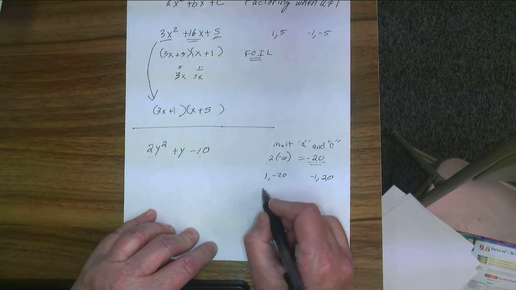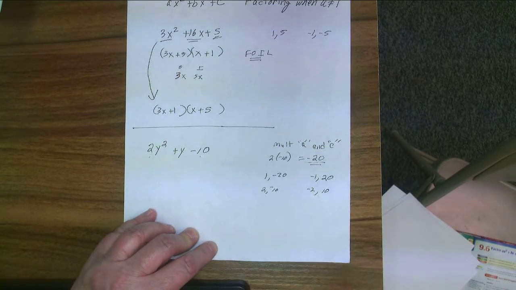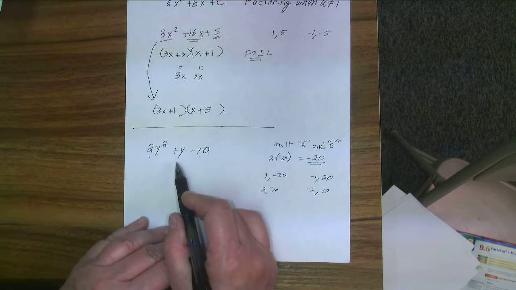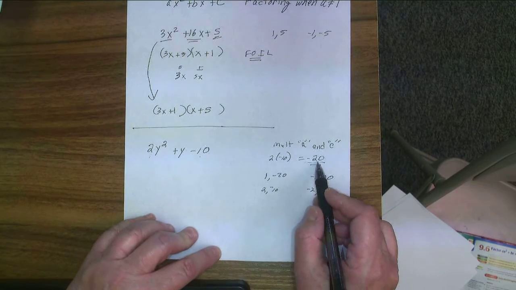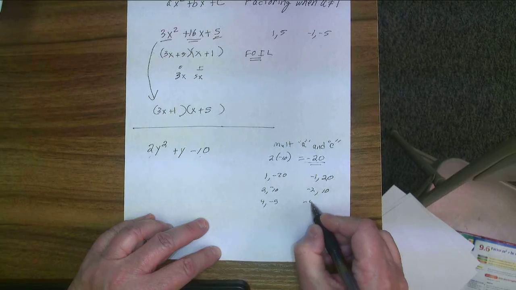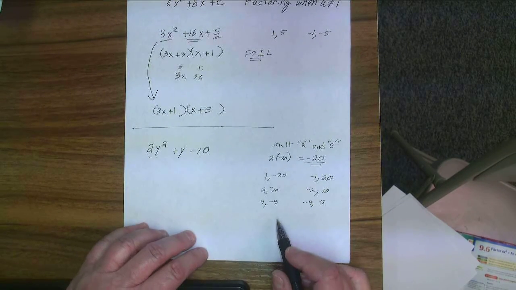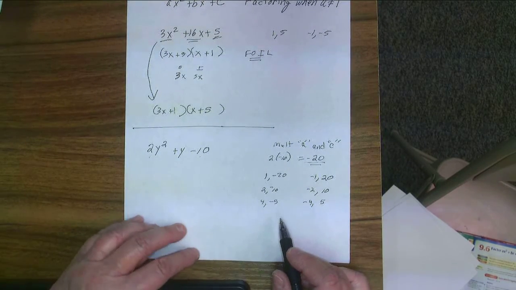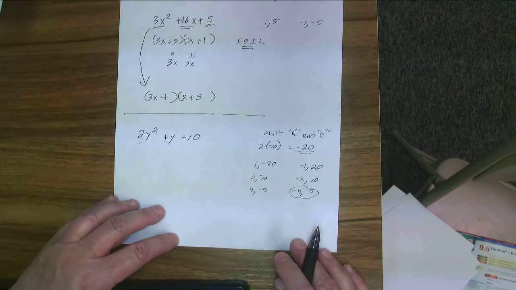Let's try 2 as a factor, so let's try 2 and -10, -2 and 10. That will not give me a difference of 1. 3 is not a factor, 4 is. Let's try 4, -5, -4, and 5. One of these pairs will give you a sum of +1, which is this pair.